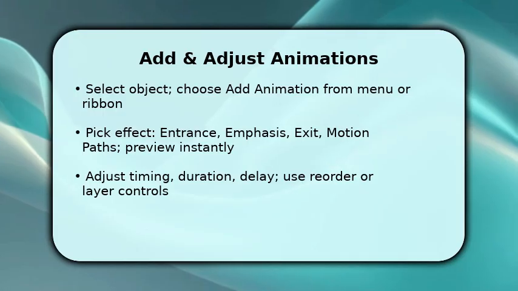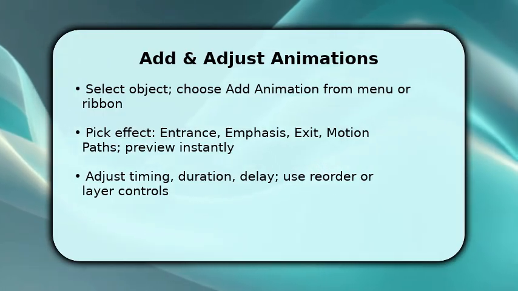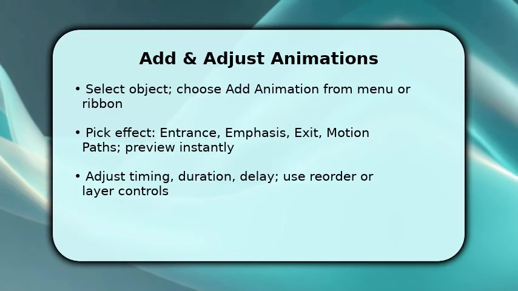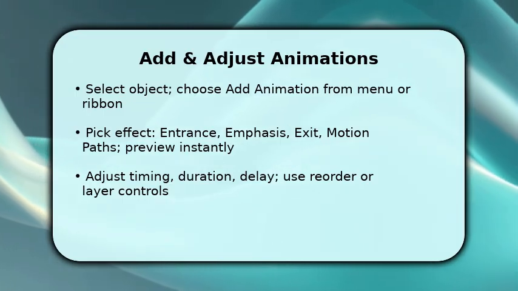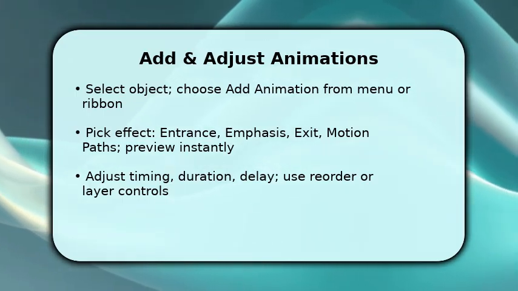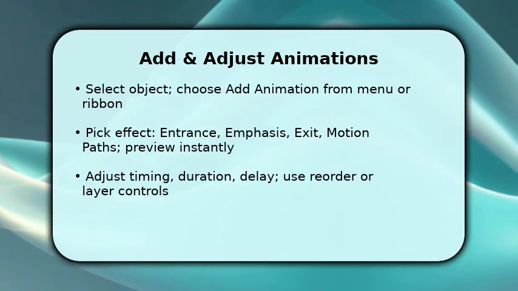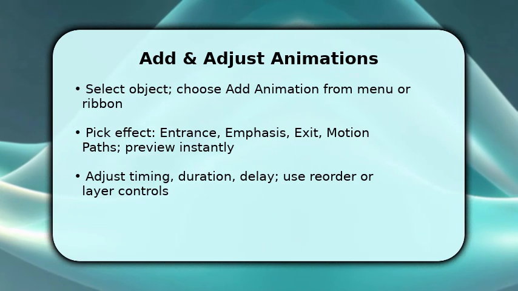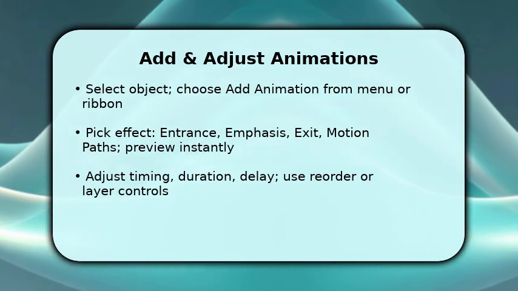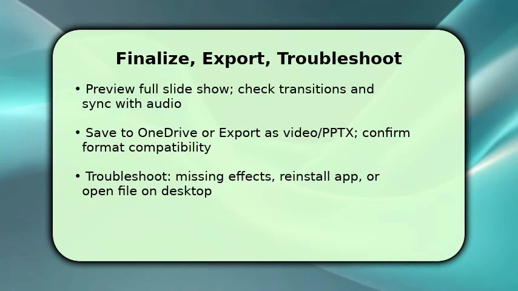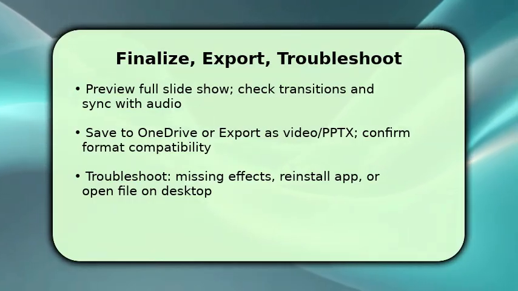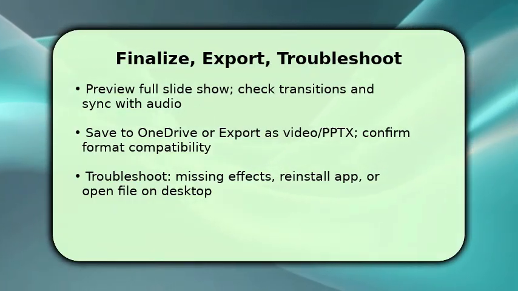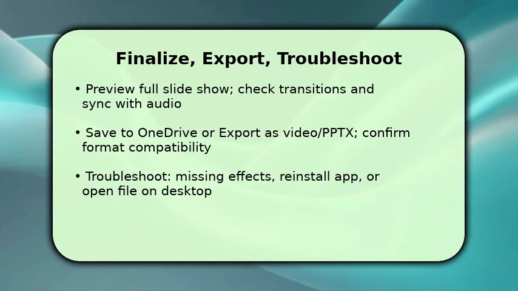Next, adjust timing by setting duration and delay so animations feel natural, and rearrange sequence using the animation pane or reorder controls. Make sure to use layer and grouping options when multiple objects move together, because grouping preserves relative positions and reduces repeated edits. You finish by running a full preview to confirm transitions and animation timing, and make adjustments until movement and audio sync.